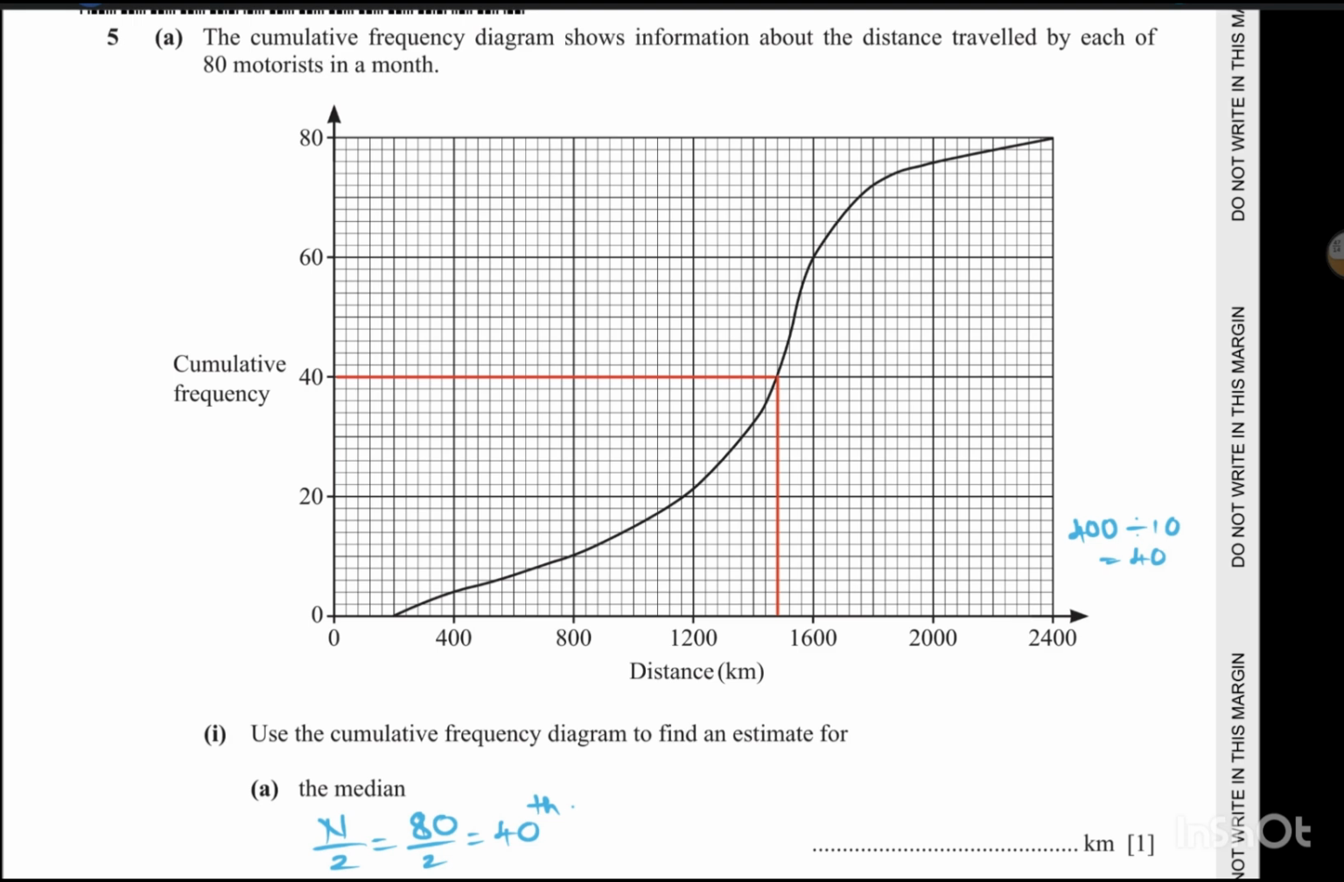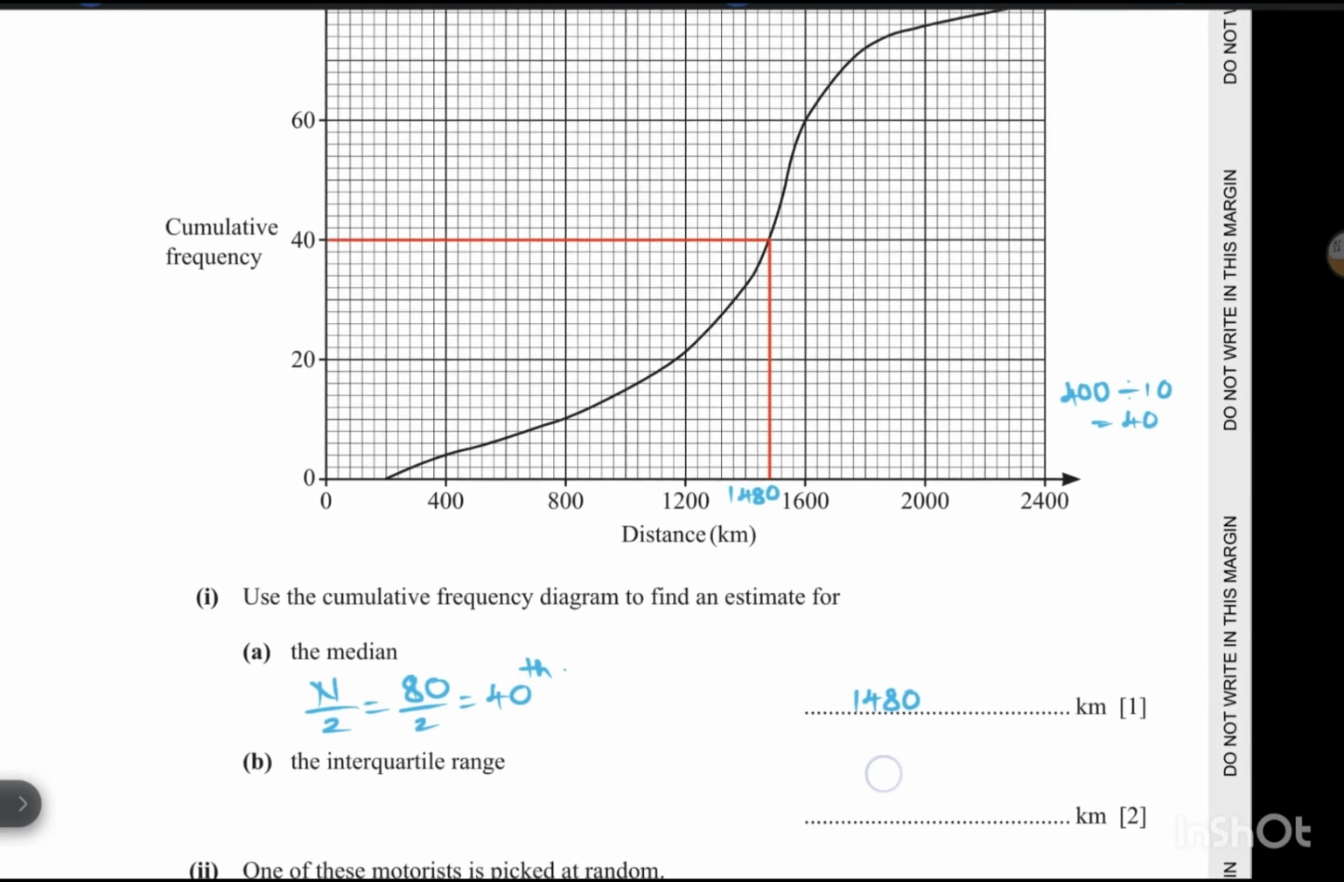So we will count from 1200 here. How many boxes? 1, 2, 3, 4, 5, 6, 7. 7 fours are 28. So 1200 plus 280 is 1480. So 1480 is the median for the cumulative frequency here. So 1480 kilometers will be the median. Question number 1A is done.